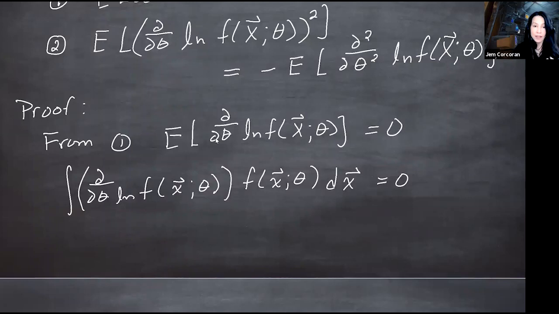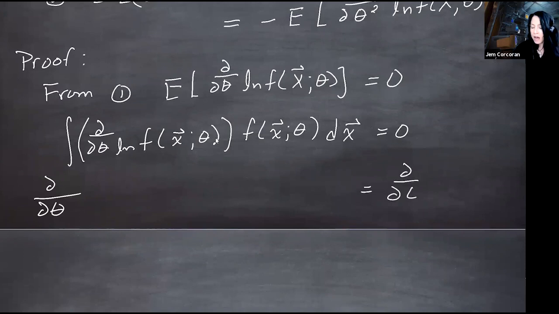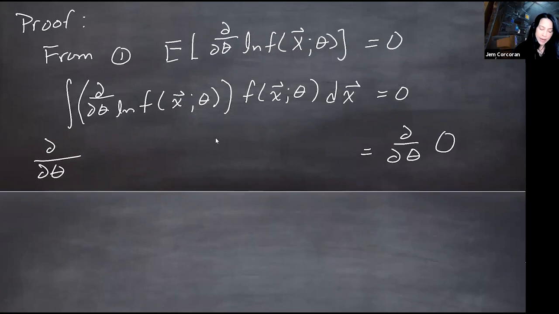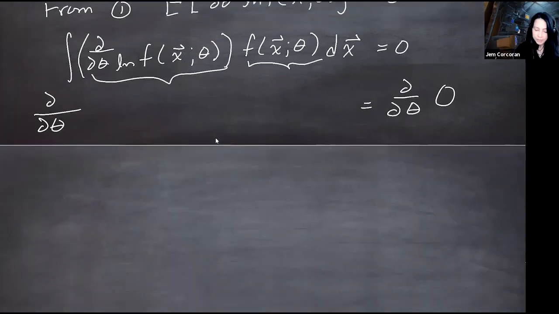So we already established this fact from property 1. And now I'm going to take the derivative with respect to theta on both sides of this. On the right side, we're still going to have 0. On the left side, I'm going to pass the derivative through the integral, which was one of the regularity conditions we were assuming. And then I'm going to take the derivative of this product of things using a product rule.